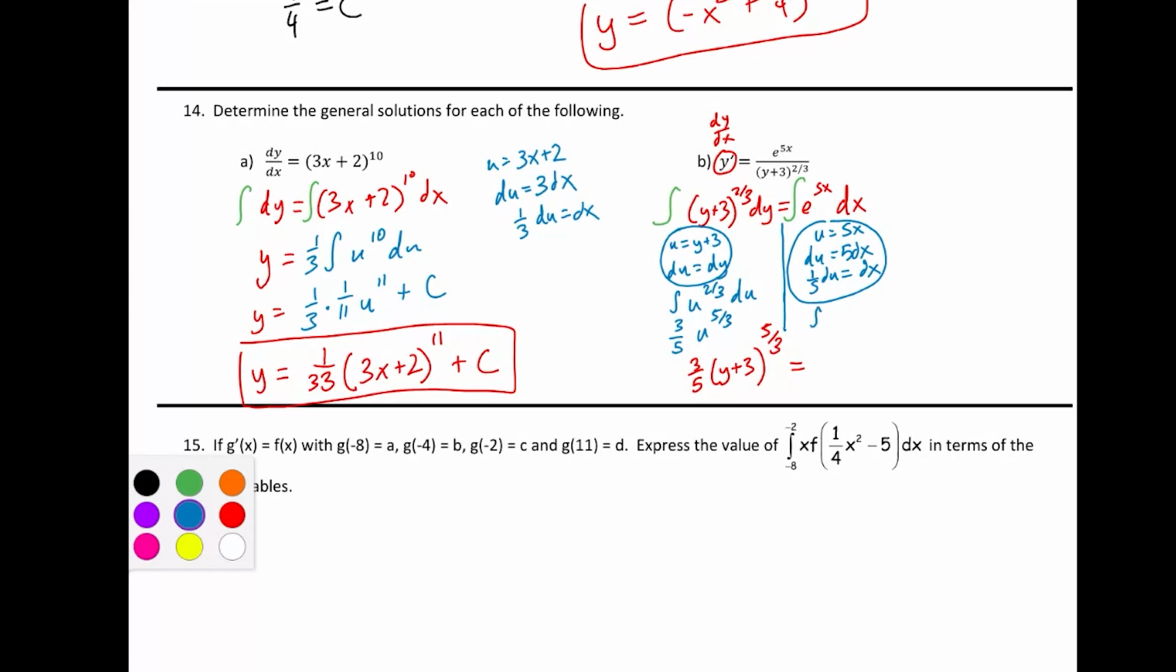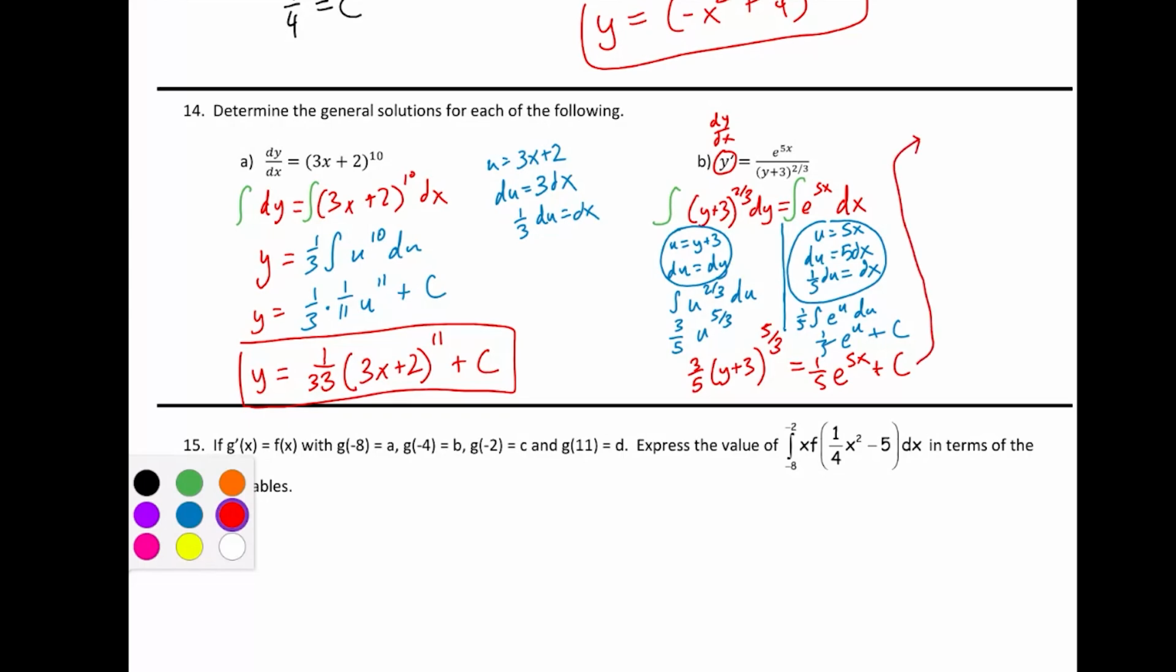So I've got the integral of e to the u times 1/5 du. And the integral of e to the u is just e to the u. So we get 1/5 e to the u plus c, which would be 1/5 times e to the 5x plus c. Okay, this is getting a little messy. Let's move this up here.